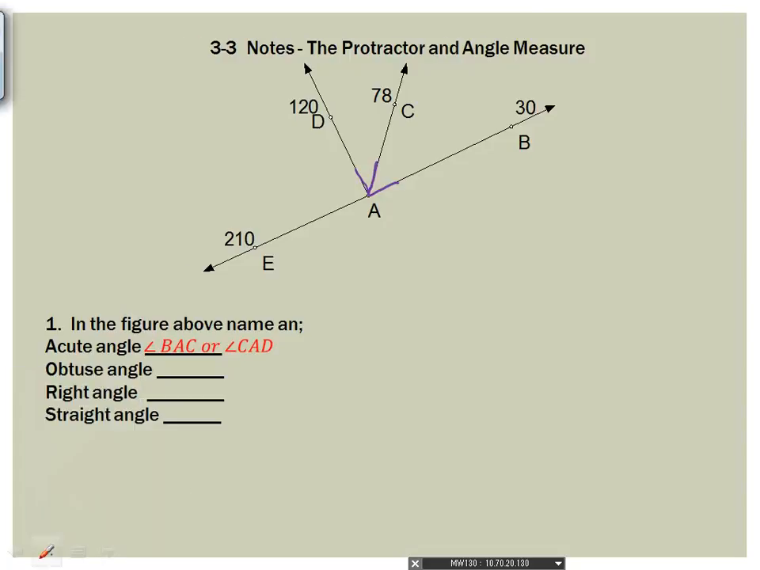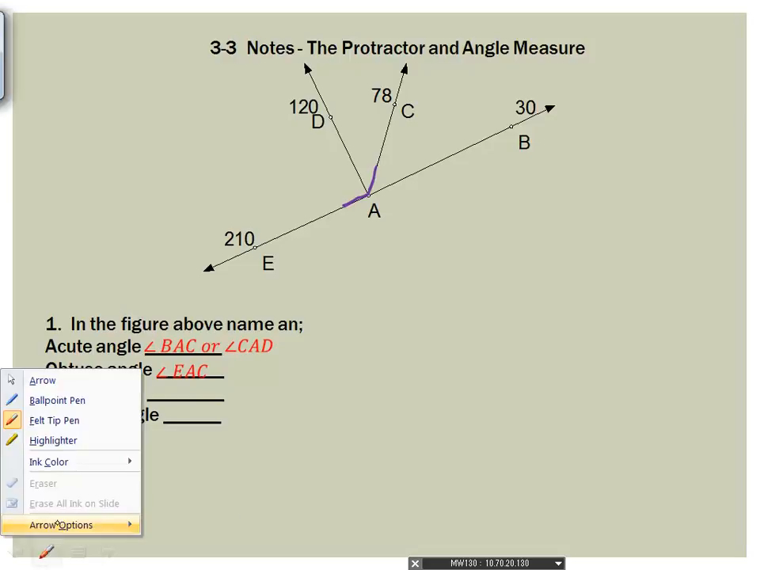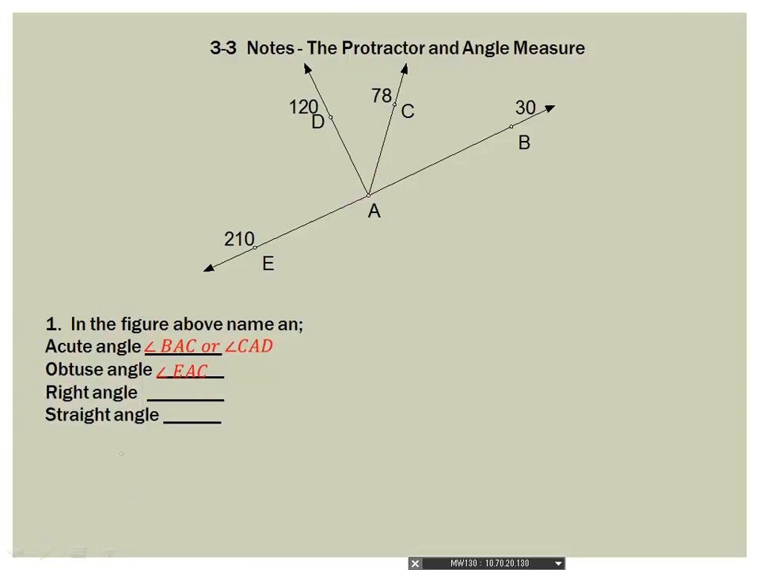So let's find an obtuse angle in the figure. And there's really only one, and that's angle EAC. And you can see that that's more than 90 degrees, that angle. All right? And then it says a right angle. So there are two right angles. There's EAD and there's BAD.